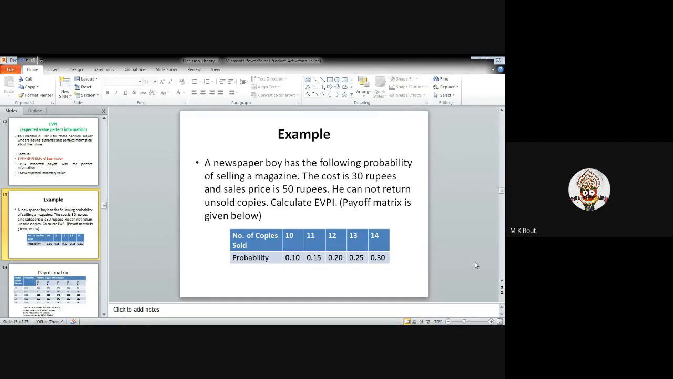The number of copies sold is 10, and the probability is 0.10. Next, copies sold 11, and the probability is 0.15. Similarly, in the third column, copies sold 12, and the probability is 0.20. For 13 copies sold, the probability is 0.25, and for the last one, copies sold 14, and the probability is 0.30. Just note down this data. So this is the first table given.